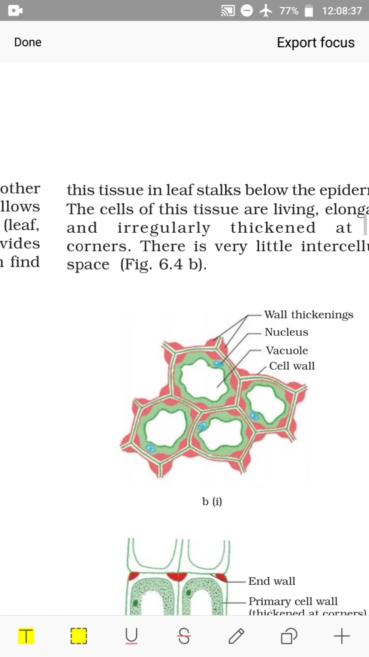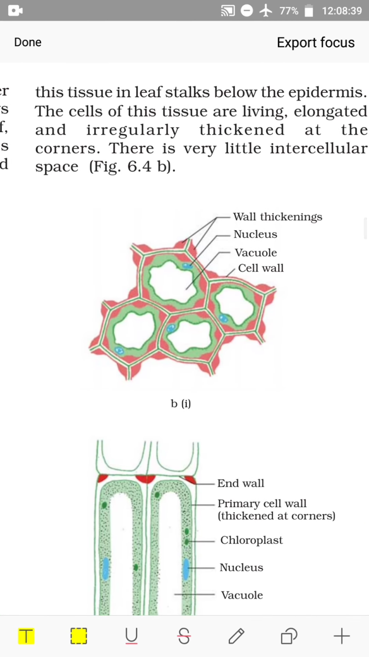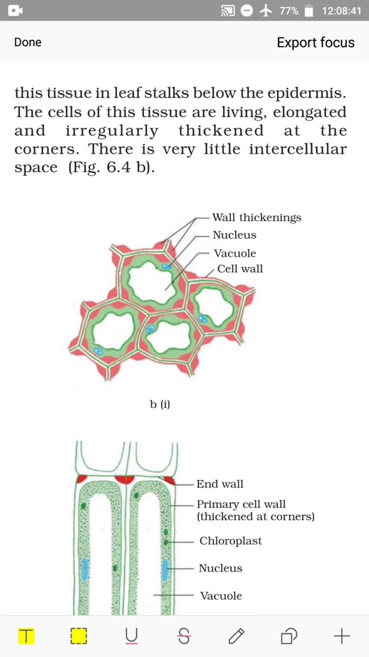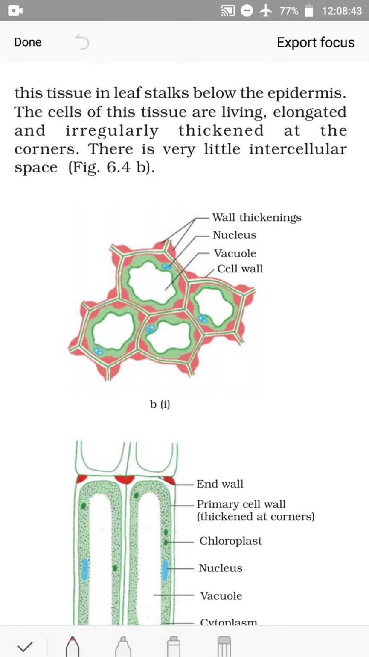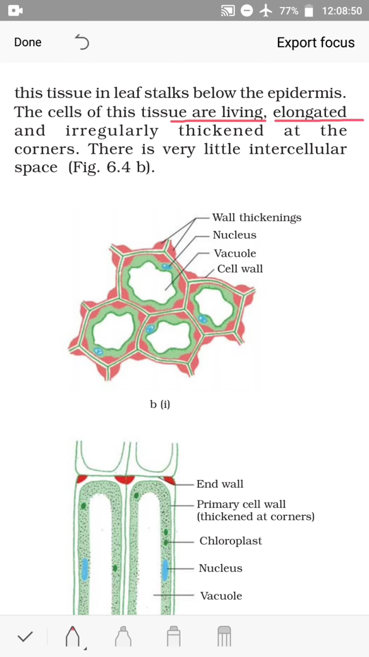We can find this tissue in leaf stalks below the epidermis. The cells of this tissue are living. These are also living, elongated and irregularly thickened at the corners of the cell. There is very little intercellular space. Intercellular space is more in parenchyma, less in collenchyma.